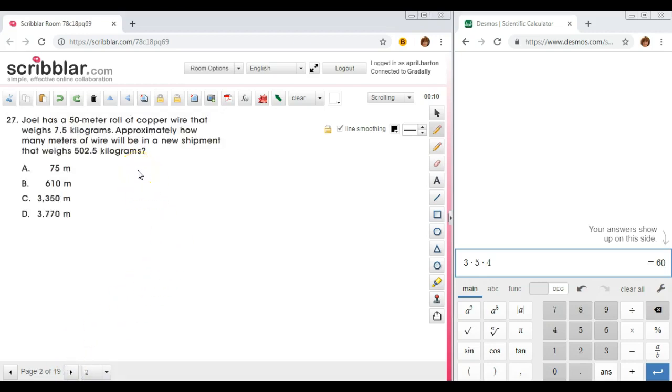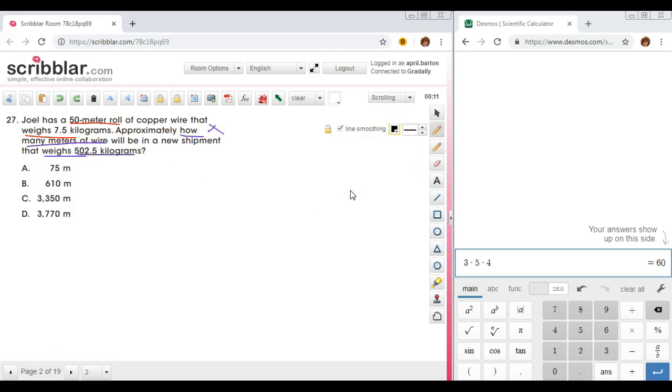Question 27, Joel has a 50-meter roll of copper wire that weighs 7.5 kilograms. Approximately how many meters of wire will be in the new shipment that weighs 502.5 kilograms? So it's important on these types of problems to know which ones go together. So the information for the 50-meter roll was that it weighs 7.5. And then the second set of information, how many meters we are trying to find, that's where we'll use our variable x. And that goes with a weight of 502.5.